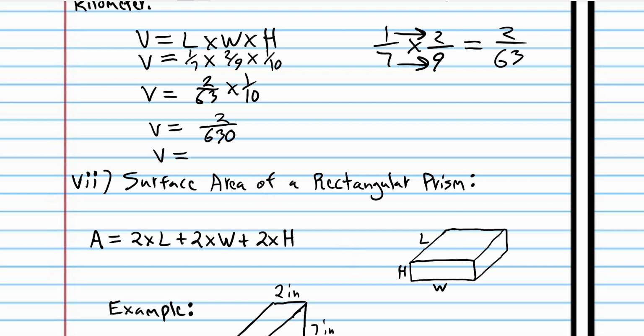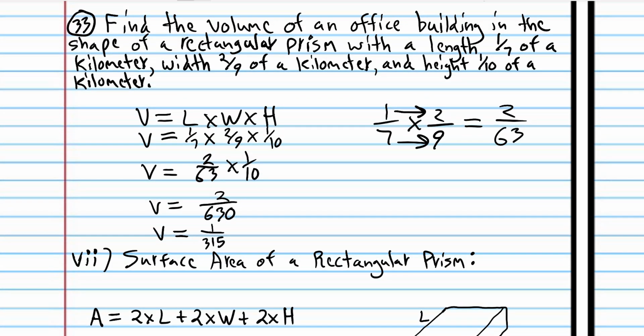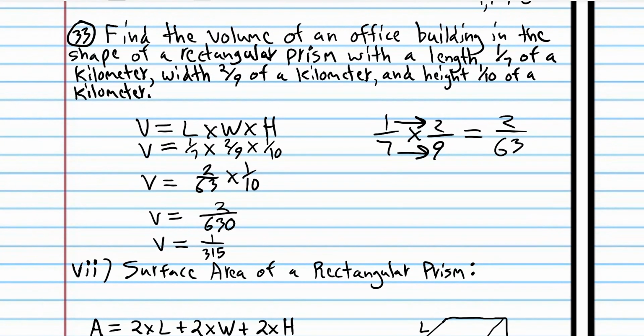If you divide the top by 2, 2 divided by 2 is 1. And 630 divided by 2, well, you just cut 630 in half. It's no big deal. Half of 600 is 300, and half of 30 is 15, so it'll just be 315. Now, if you had trouble doing that, don't worry about it. Again, the purpose of this class is not to review this type of stuff. The purpose is to just learn the order of operations and geometric formulas. So now we have to write kilometers cubed, cubic kilometers.